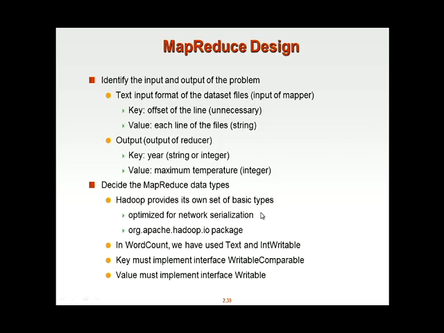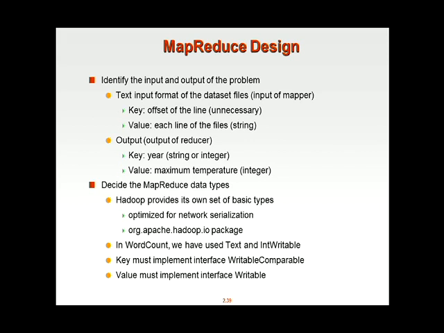Okay, so next is about the MapReduce design, and you need to identify the input and output of the problem. For example, the input is a long line, right? And so the key will not be used. It's the same as in the word count problem. So the key is not used, and it's okay. We can just use Object as a key, and this long line is a string. We can use Text as a string.